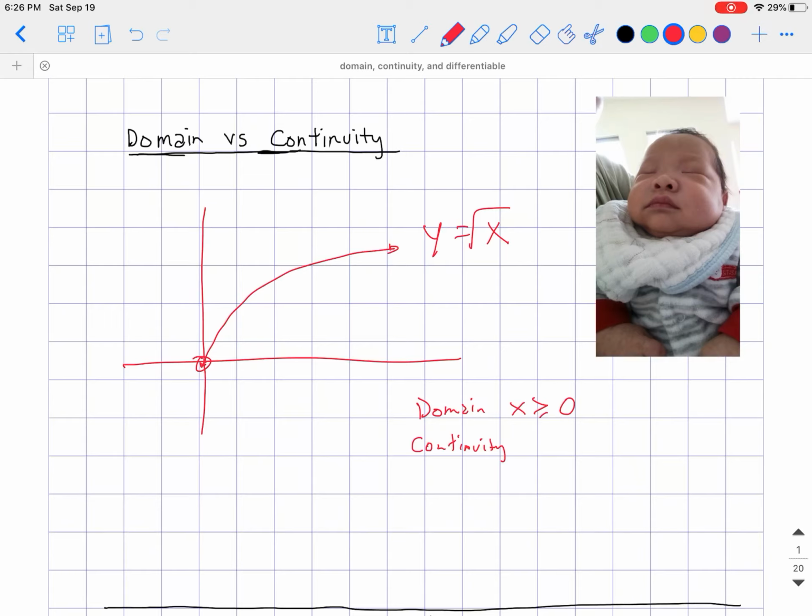Remember, continuity is defined by having a limit coming from the left which agrees with the limit coming from the right, and then therefore the limit exists. Since there's no graph on the left-hand side, there's no limit. So in terms of continuity, we can say that that's only for x that is strictly greater than 0. So does that mean that if you have a domain over a certain interval, it is continuous?